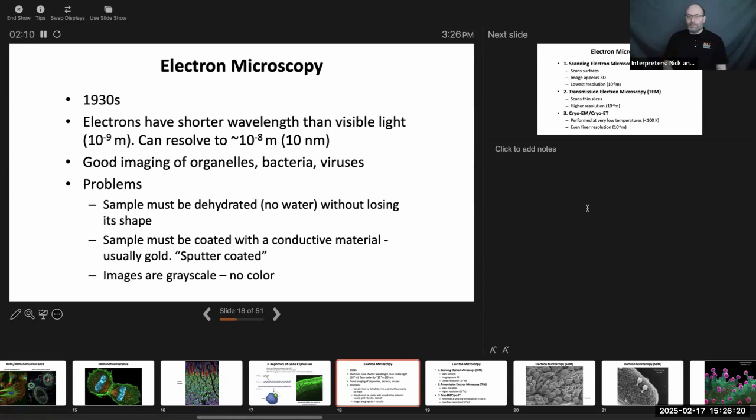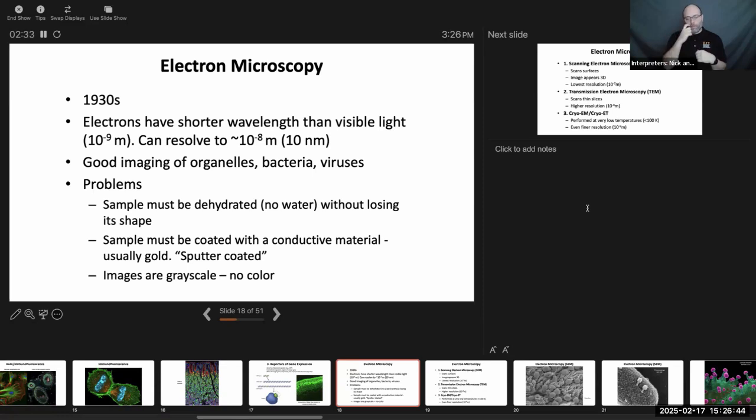The second thing that you need to do when you're preparing something is, after you've dehydrated it, got rid of the water, and replaced it with some other liquid, you have to coat the surface of the sample with a very thin layer of electrically conductive material, which is usually gold.